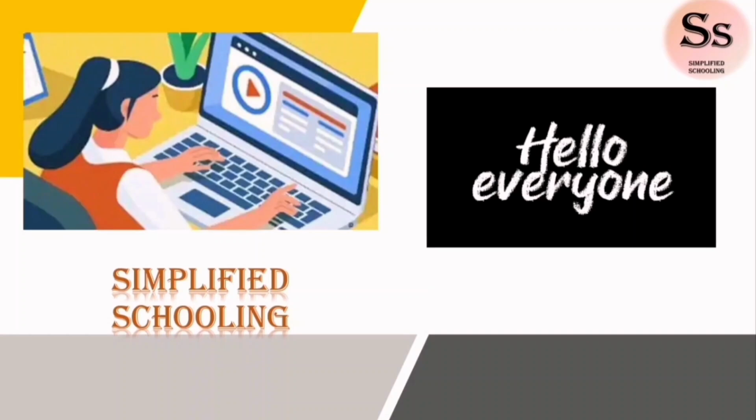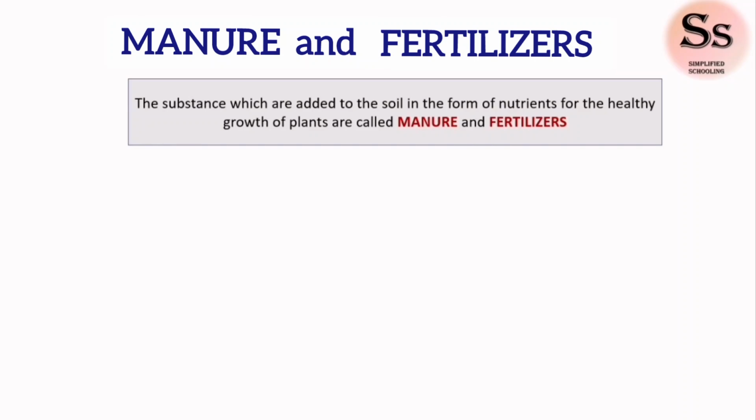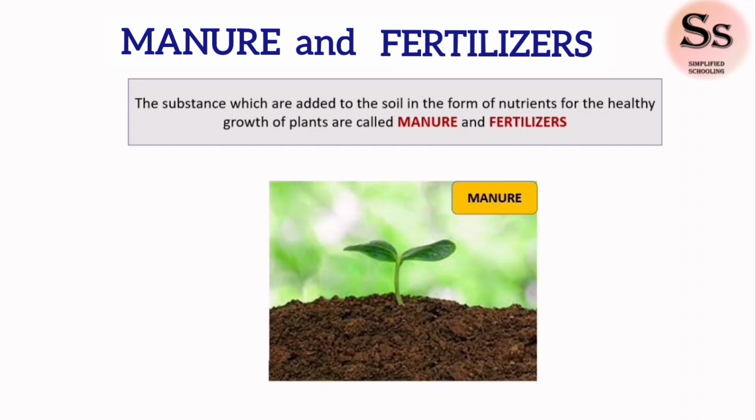In today's video, let's have a look at manure and fertilizers. The substances which are added to the soil in the form of nutrients for the healthy growth of plants are called manure and fertilizers. Earlier we have already read that the soil supplies mineral nutrients to the crop plants, and these nutrients are essential for the growth of the plants. Now, what is the use of manure and fertilizers?